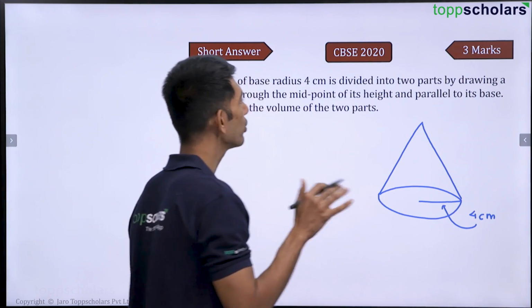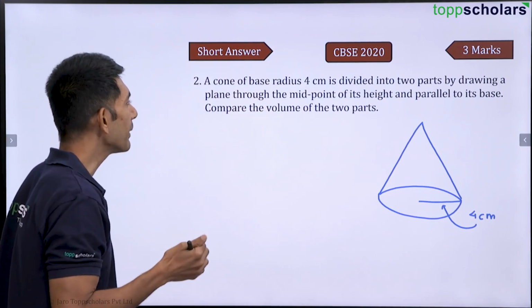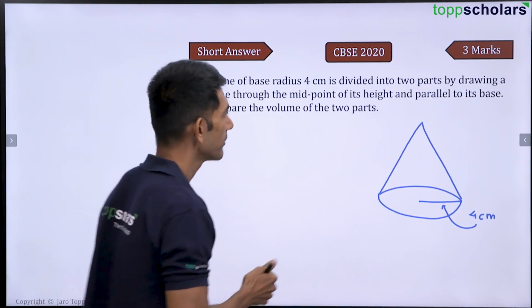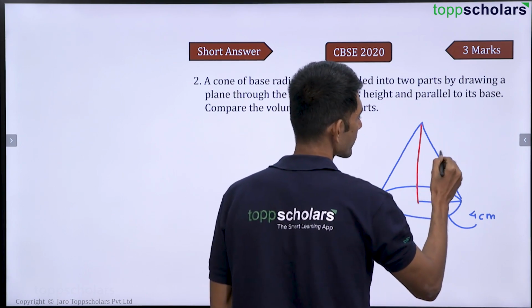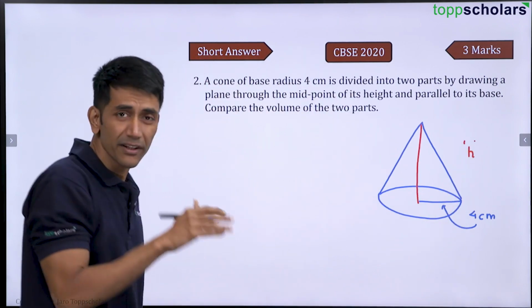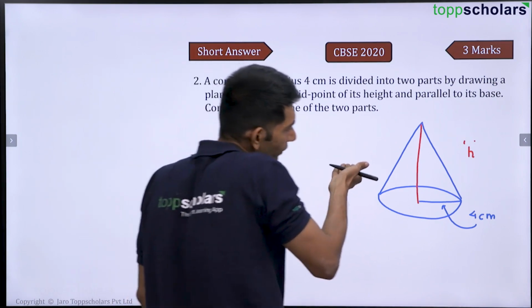That is divided into two parts, right? By drawing a plane parallel through the midpoint of its height. If this is the entire height, I can call this h, right? H is the height. There is a plane drawn parallel to the base, so we are cutting it like this.